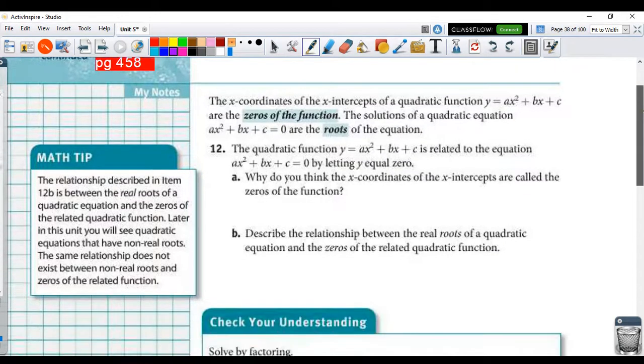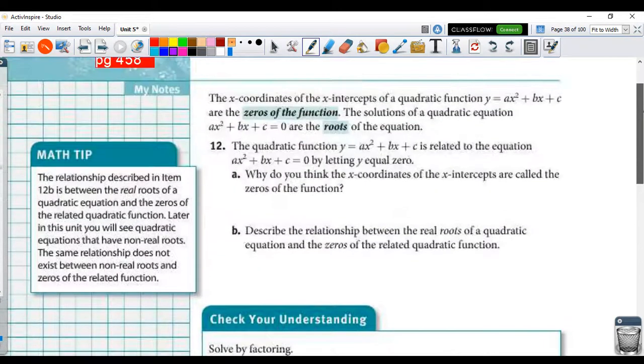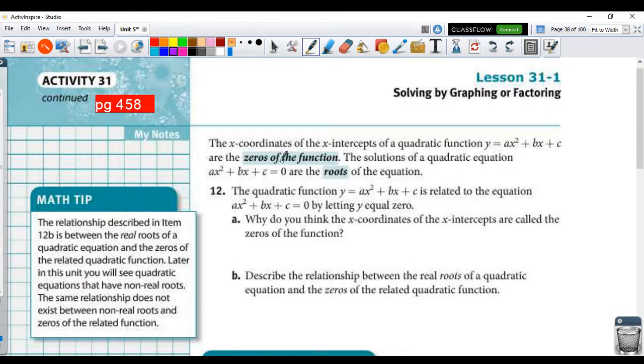The check your understanding down here, you can solve these by factoring. You can identify the zeros of the function. They define that for you up here. The zeros of the function are the x-intercepts. So that's another word for the x-intercepts. Zeros of the function, it's where your graph crosses the x-axis, when y equals 0. Another word for the solutions of a quadratic equation are called roots.